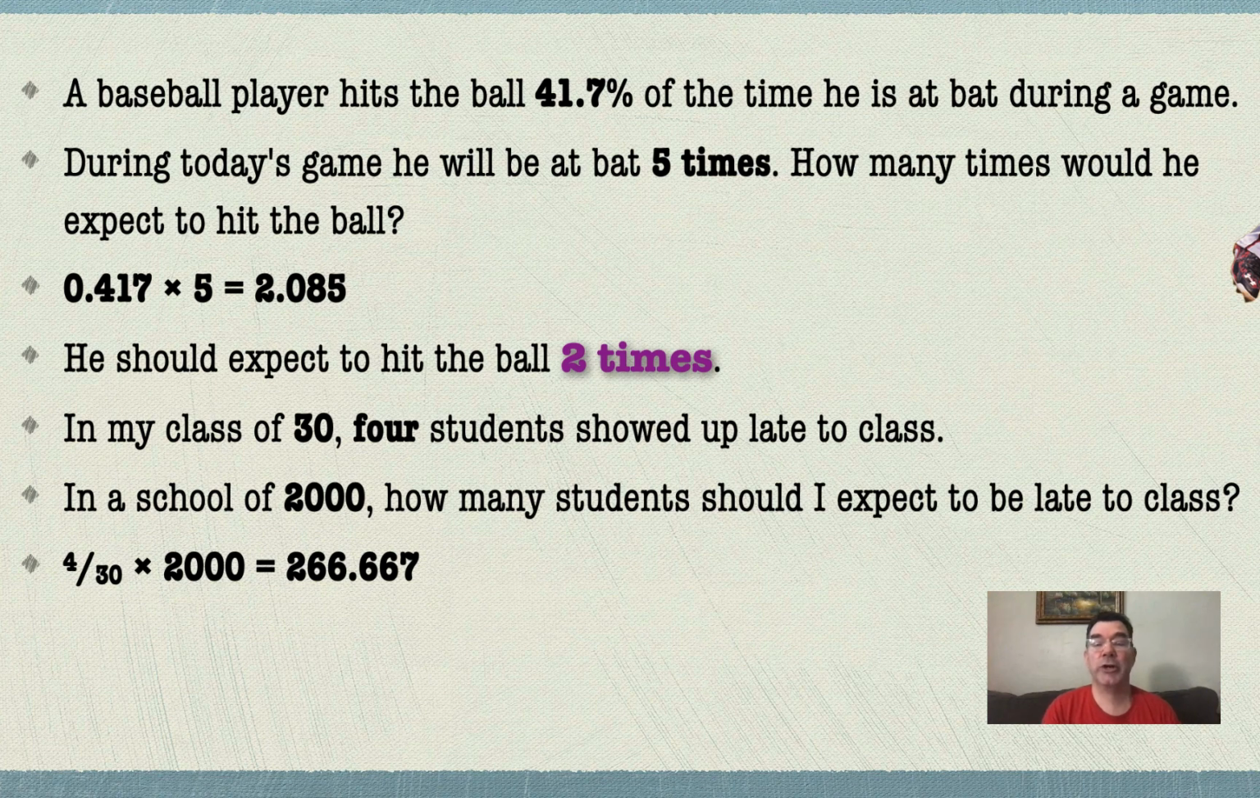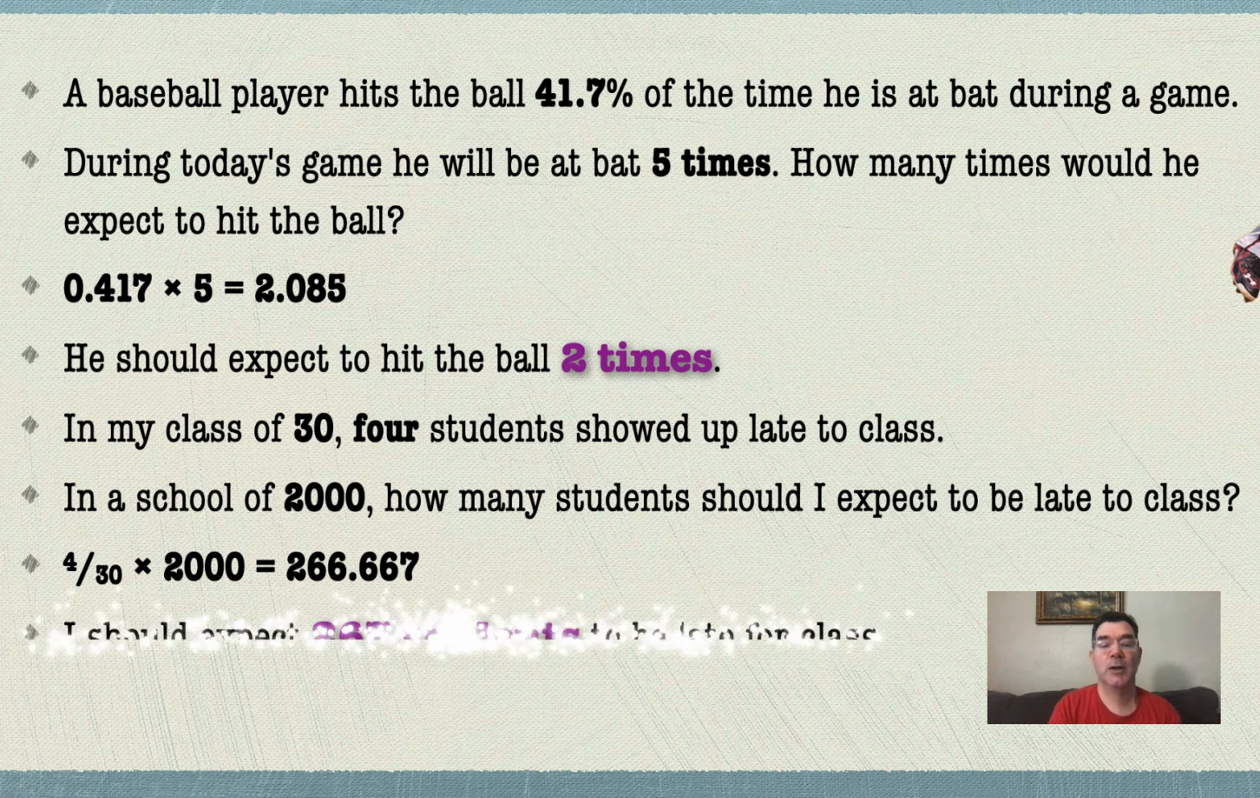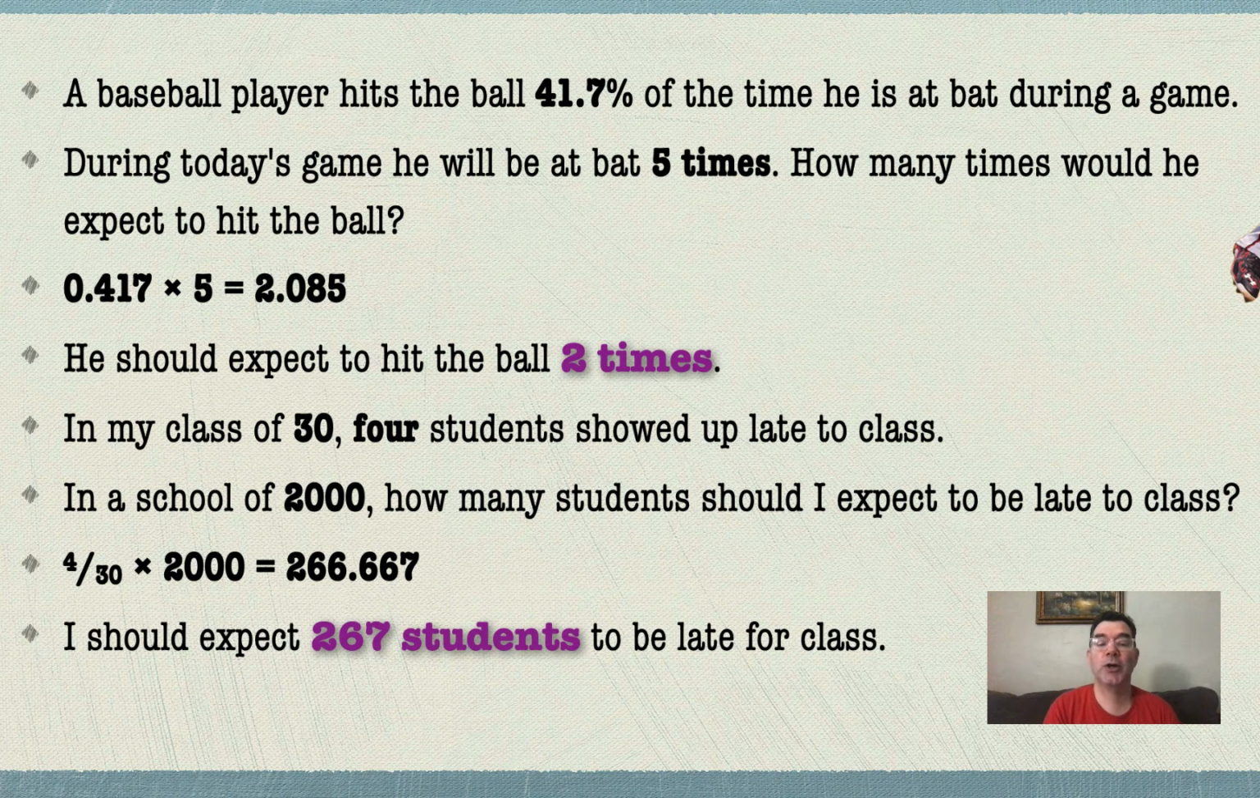Well, 4/30ths, which was the probability of being late according to my class, times the total population of 2,000 is going to be 266.667, which means that I could expect 267 students to be late for class.